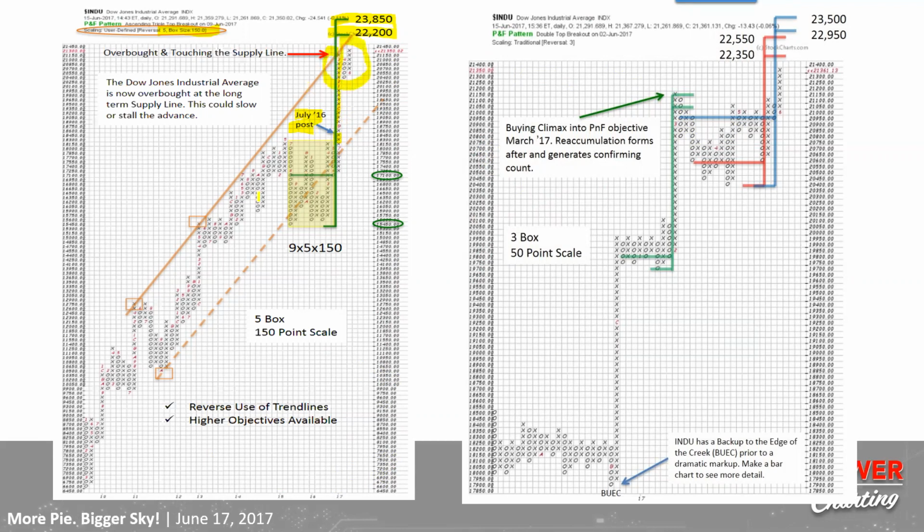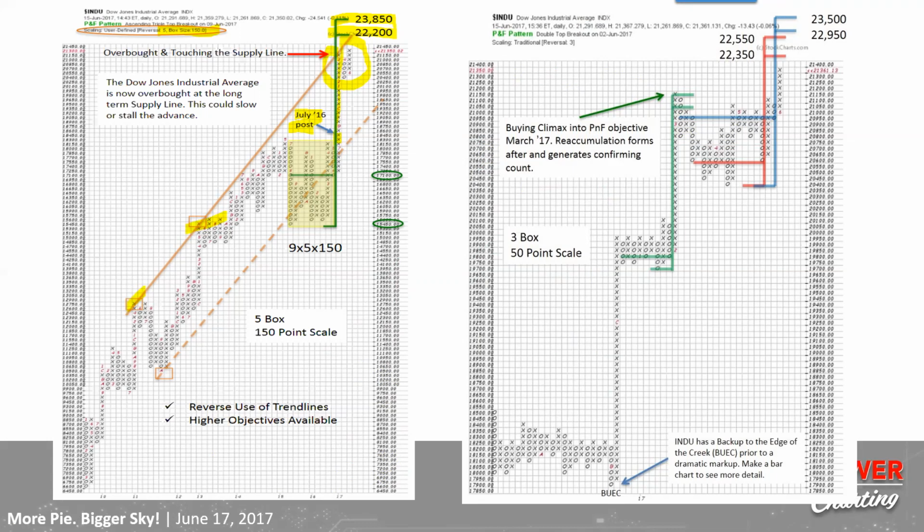Well, then we get into this area. Look at this. We are into an overbought condition on the trend line analysis that we did right on the point and figure chart. This was "More Pie, Bigger Sky," June 17th, 2017. It's almost a year later. In a run, this runs right up to the trend line and then consolidates and has its first pullback. Well, that is this area over here, because we chunk down into smaller time frames.